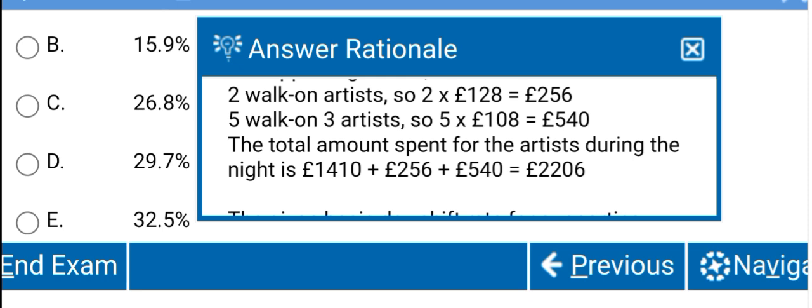£540. The total amount spent for the artists during the night is £1410 plus £256 plus £540 equals £2206.